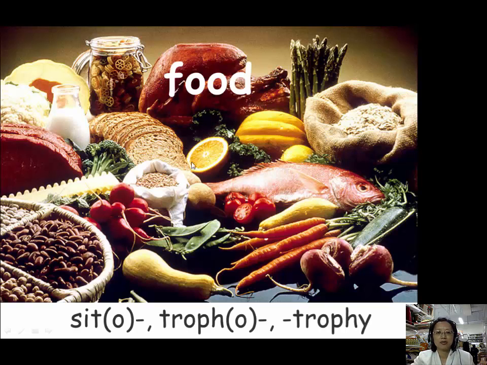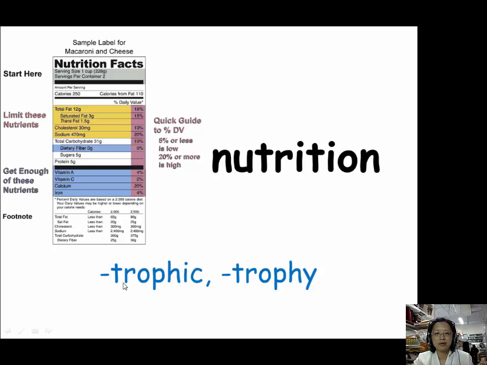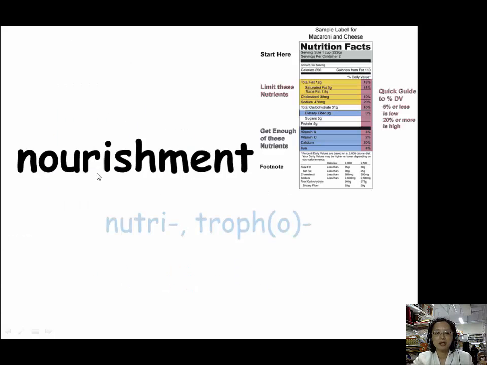For food, we have two prefixes and one suffix to use. Those two prefixes are sito and tropho, and the suffix trophy. For nutrition, we could use these two suffixes, trophic and trophy. The suffix trophic is for adjective. And for nourishment, we have two prefixes to use, nutri or tropho.